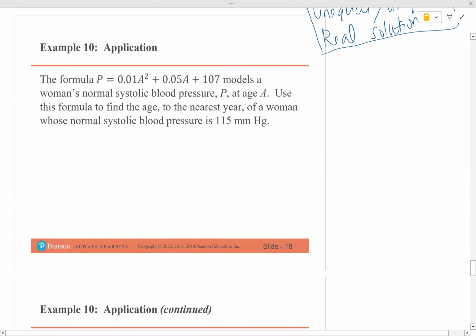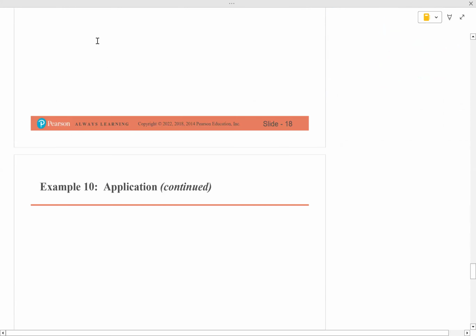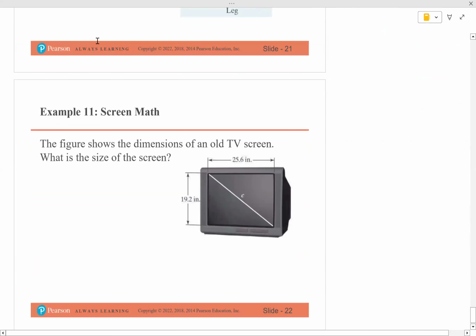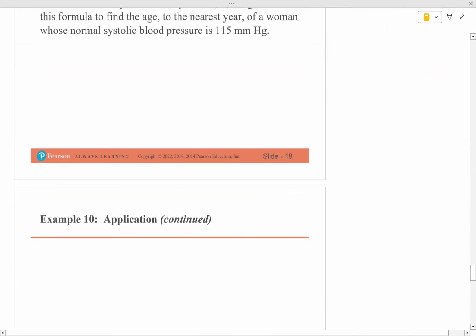Yeah, all right. And now we got an application, which is always fun. Is that the last example? I think that's it. Oh, wait, no, one more, sorry. Application, okay, what do we got?